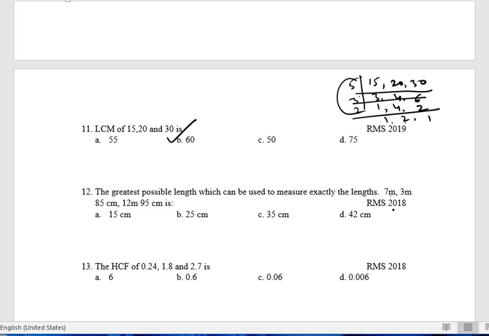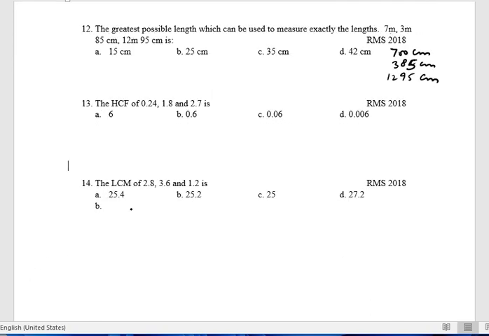So if we convert, 7 meter can be written as 700 centimeters. 3 meter 85 centimeter can be written as 385 centimeters. And 12 meter 95 centimeters can be written as 1295 centimeters. So I am solving this question at the bottom for you. Now we have to find the HCF of all these numbers. For the HCF you can go with prime factorization or the division method, and the answer coming will be 35 centimeter.